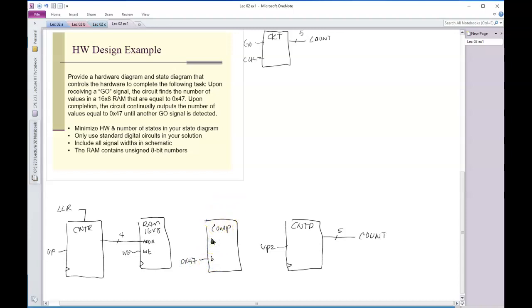Okay, so the issue on this thing is, what's the comparator comparing to? It's going to be comparing it to the output of the RAM. The counter is going to start at 0 and step through this thing, and it's going to send the data over to the compare to see if it's equal to 47. And I know it's going to be equal because we've got an equal output here that we'll take a look at. And looking pretty good.